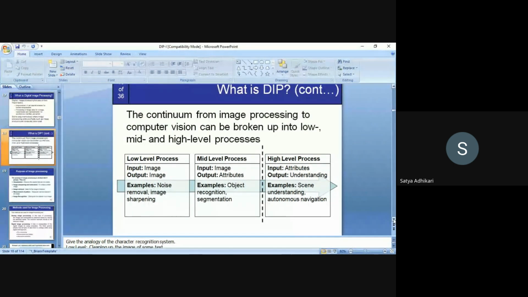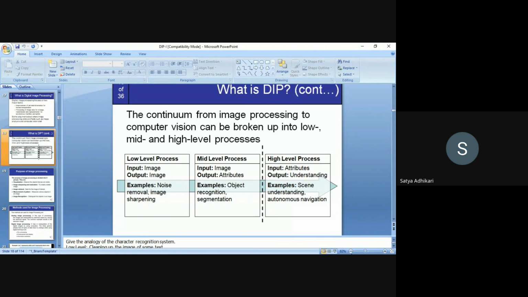Now you come to the second part, the middle level process. The input is an image, but the output is not an image. The output is attributes. The examples are object recognition and segmentation. So these are the low level, middle level and high level processes. We'll discuss the details, but only remember that in the middle level, the input is the image, but the output is some attributes, not an image.